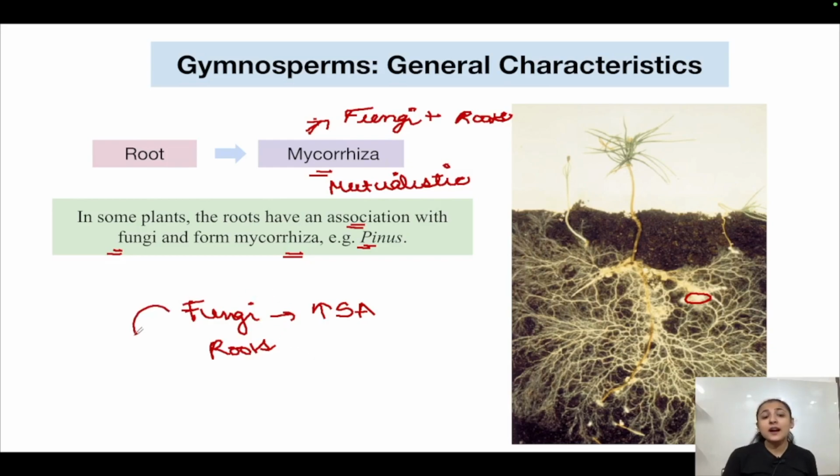Fungi are receiving carbohydrates from the plant. The plant prepares its food through photosynthesis, right? After photosynthesis, carbohydrates are produced, starch is produced. So fungi get nutrition in the form of these carbohydrates. The plant is providing these carbohydrates to the fungi, and the fungi in turn increase the surface area for the absorption of various nutrients, water and minerals, because fungi absorb these for the roots and ultimately provide them to the roots. So it is a win-win situation for both the fungi and the plant.